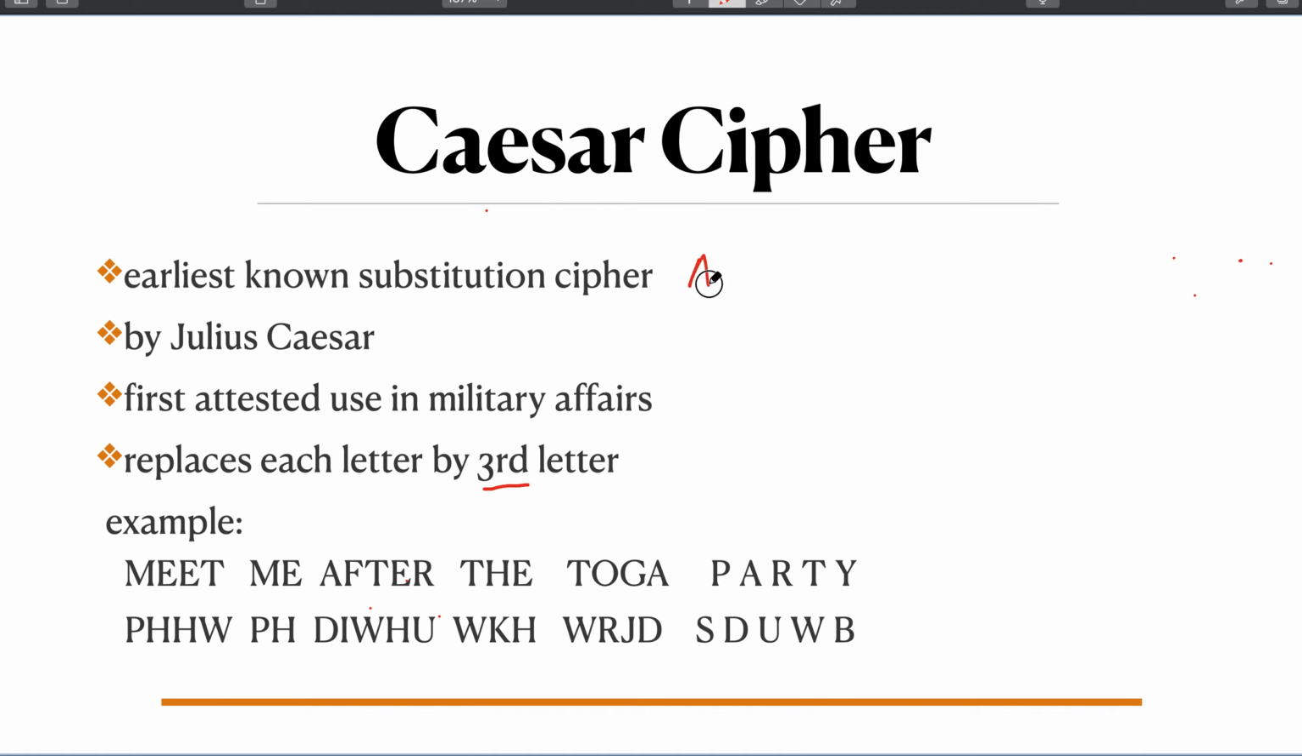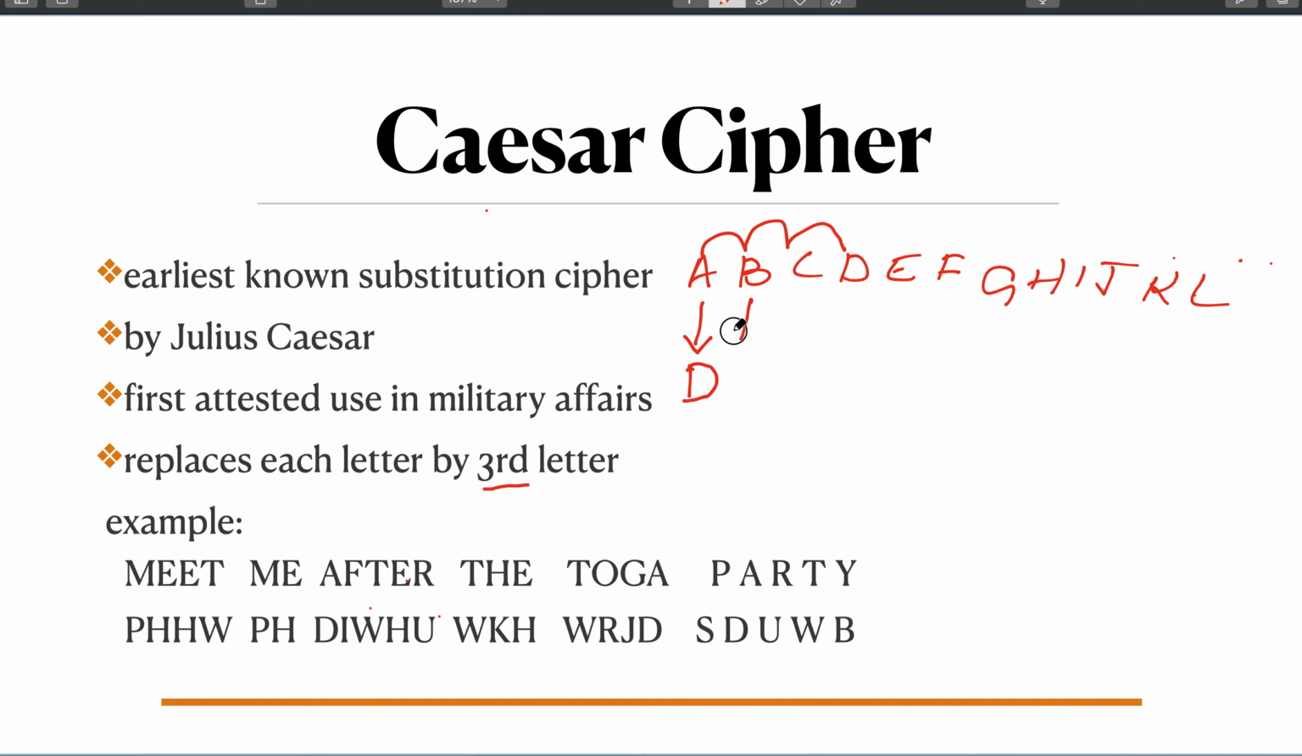So let's name the alphabetical sequence like A, B, C, D, E, F, G, H, I, J, K, L. A will be replaced by the letter that comes third after A. Which is the third letter that comes after A? It is D. So every A will be replaced by the letter D. Similarly, B will be replaced by the letter that comes third after B. Which is the third letter? C is 1, D is 2, E is 3. So every B will be replaced by E.